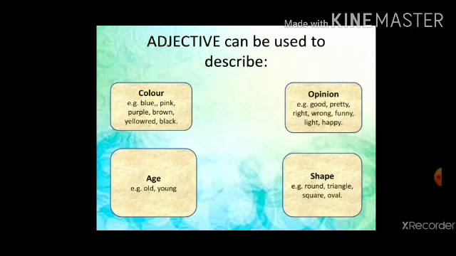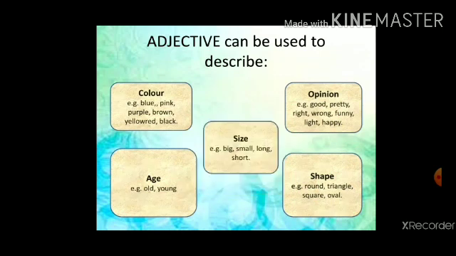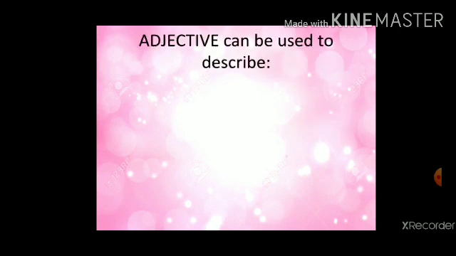It is also used to describe shape. For example, my mother makes a round chapati. So in this sentence, round is the adjective. It is also used to describe size. For example, big, small, long, short. I have a small pencil. So in this sentence, pencil is the noun and small is the adjective.